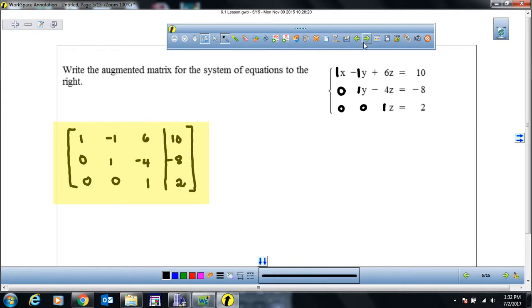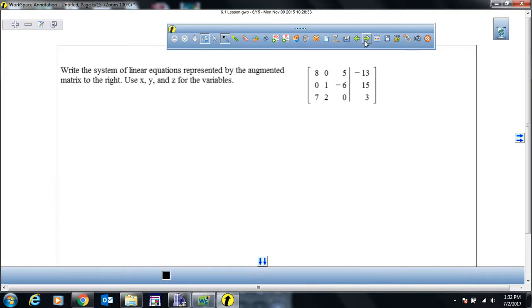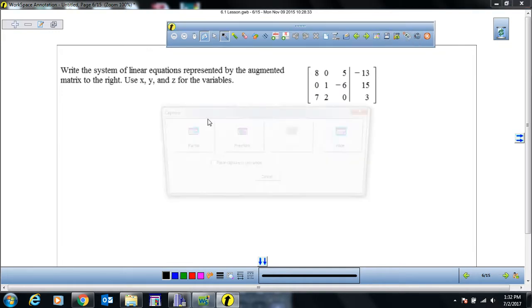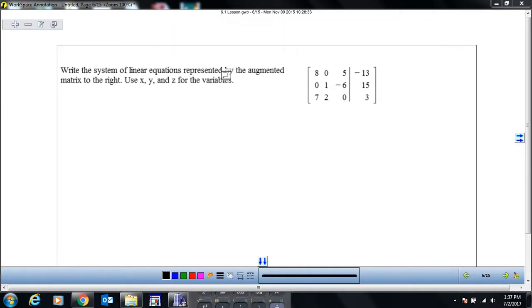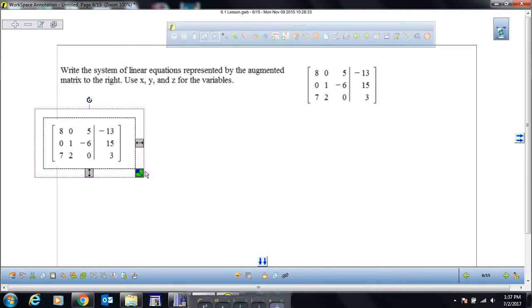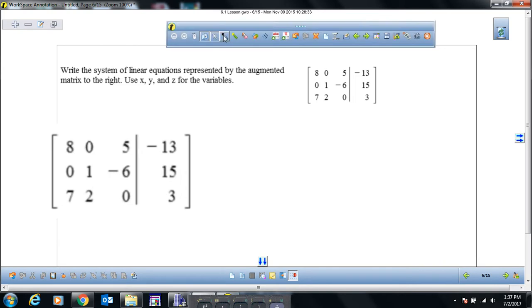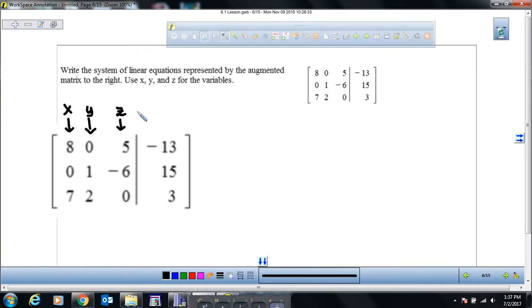For the next problem, I want you to do the opposite. Now, if I give you this augmented matrix, I want you to write the 3 equations that represent this matrix, of course using x, y, and z as the variables. Keep in mind that the first column always represents my x. The second column represents my y. The third column represents the z's, and the vertical bar represents the equal sign.